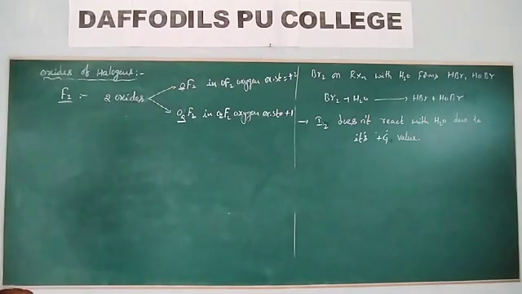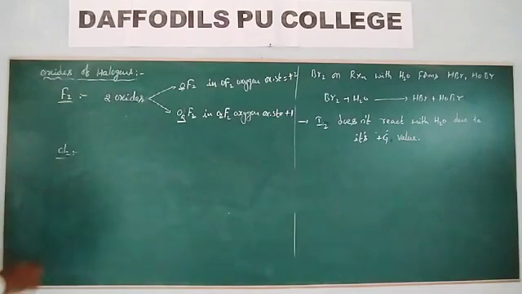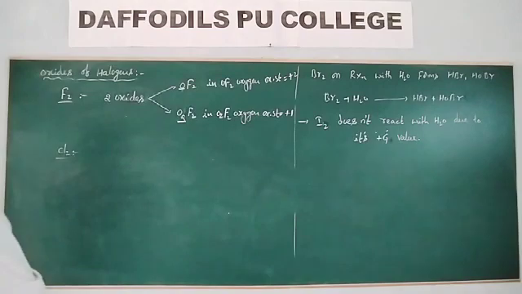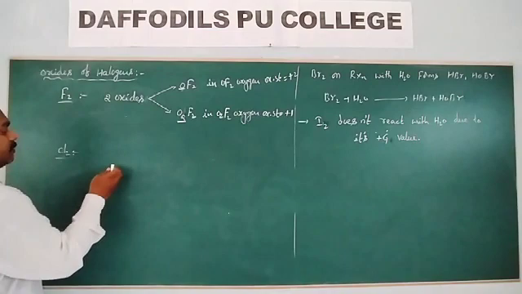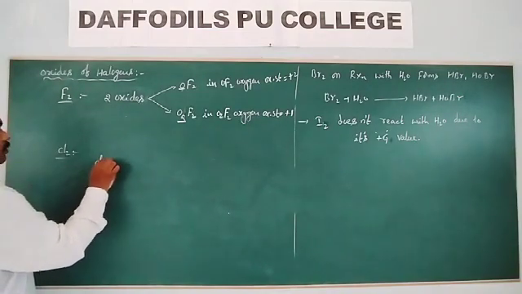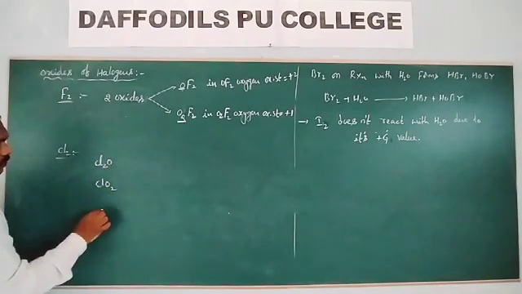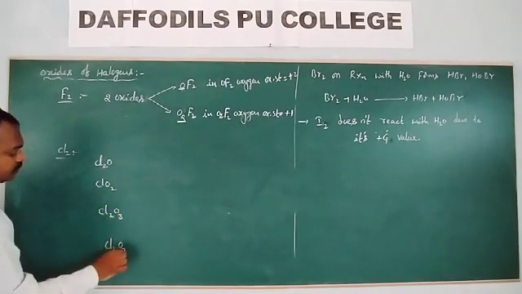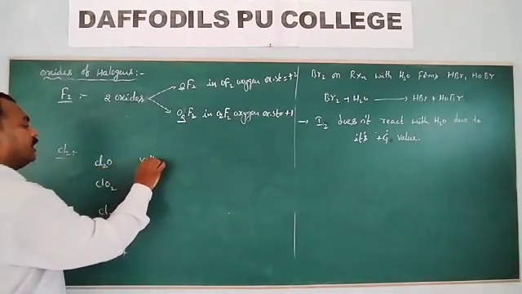Now look at the oxides of chlorine. Chlorine forms mainly four types of oxides: Cl2O, ClO2, Cl2O3 and Cl2O7. The Cl2O is a yellow color gas.